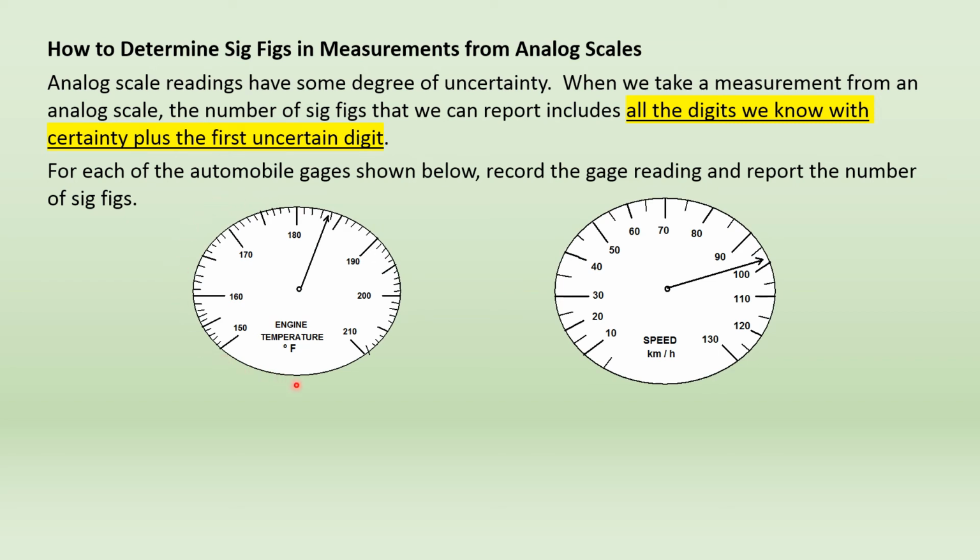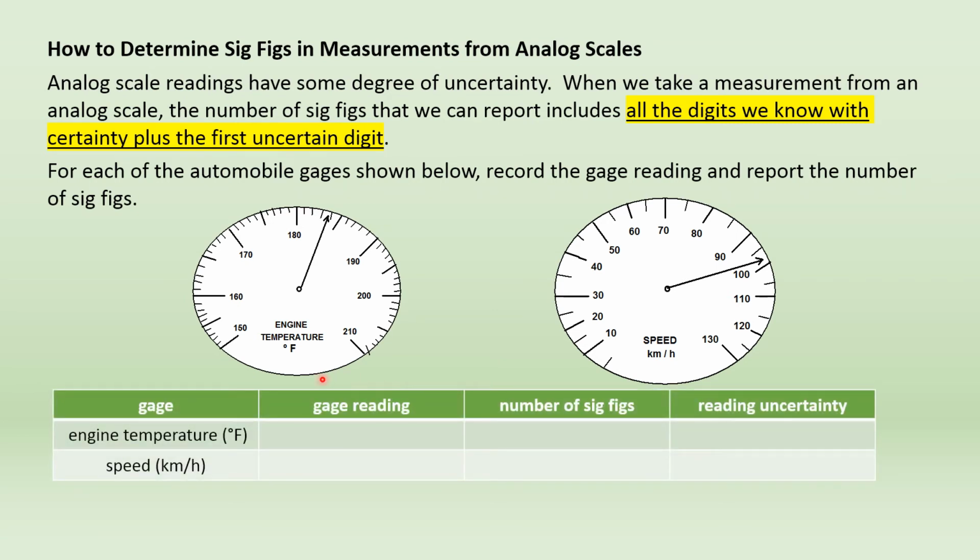So I have here a couple of analog scales representing automobile gauges. I have the engine temperature in degrees Fahrenheit and the speedometer in kilometers per hour. Let's go ahead and read these scales and record the reading that we would estimate, the number of sig figs, and the uncertainty in taking those readings, and I'll explain as we go. So in the first case, the gauge reading for the engine temperature, well, this is 180 Fahrenheit, this is 190, this is 185, 184, and 183. So we can see for sure that the temperature lies between 183 and 184.